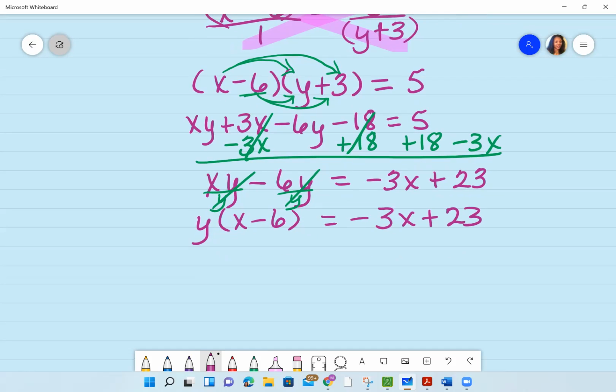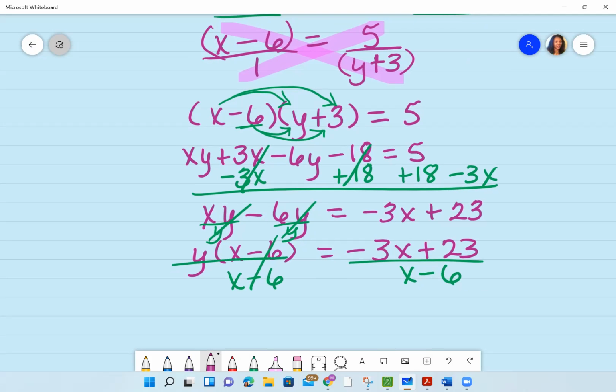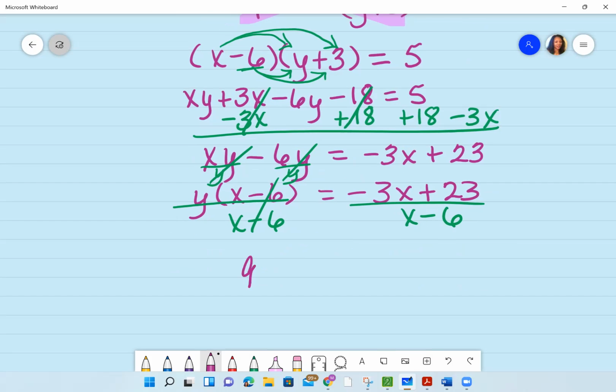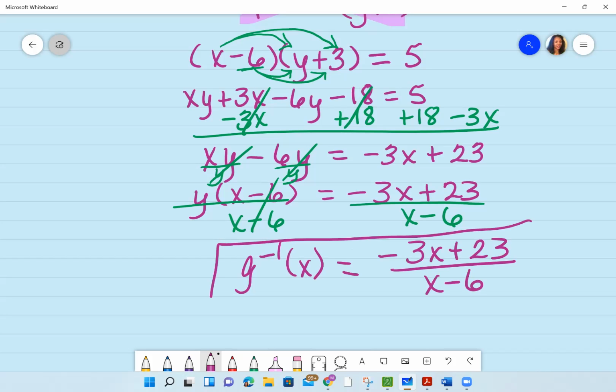And now what I want to do is get rid of what's stopping y from being by itself, which happens to be that x minus 6. Once I get rid of that, the y is by itself, as you can see. And so I just want to rewrite this as, I started with f or g? G. So I want to rewrite this as g inverse of x is equal to -3x plus 23 all over the quantity of x minus 6.